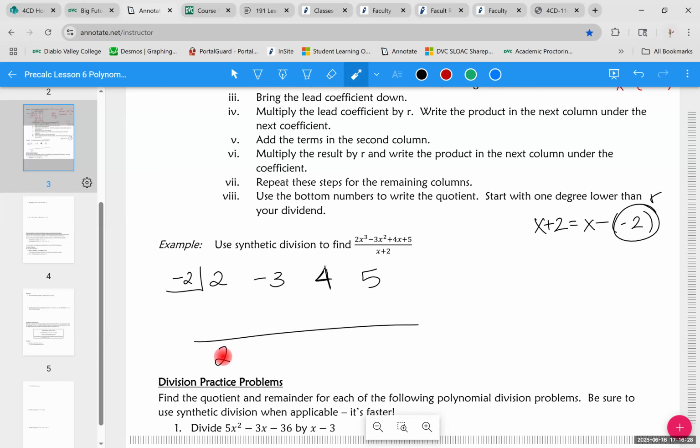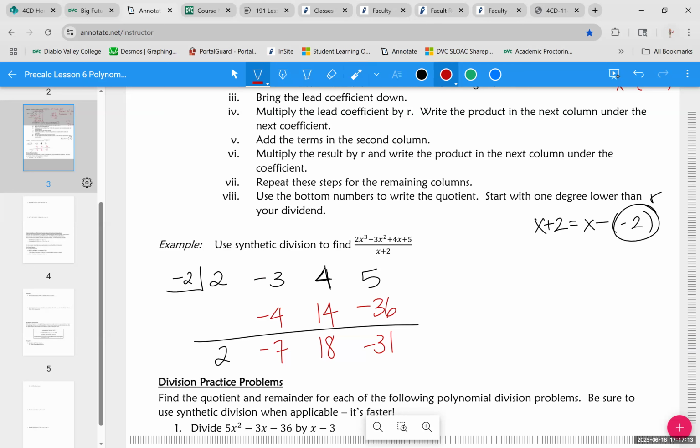So it's kind of a weird setup, but here's the process. Now you're going to multiply this number by the r, line it up under the next one, and add. Then take that number times the r, multiply it, put that number underneath here, and add. So let's try it. 2 times -2 is -4. Add to -3 and get -7. Then -7 times -2 is +14. Put it here and add. +18 times -2 is -36, and add.